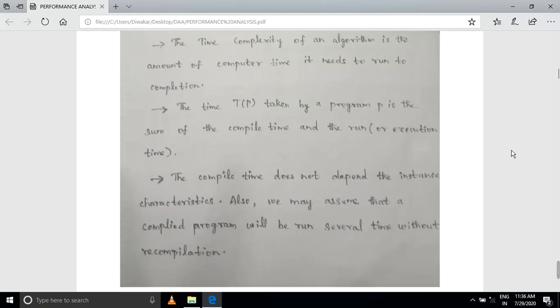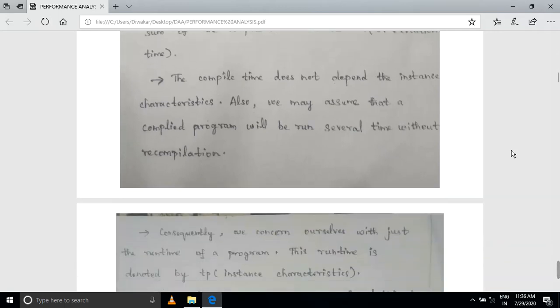Next point, compile time. Compile time does not depend on the instance characteristics. Also, we may assume that a compiled program will be run several times without recompilation. Consequently, we concern ourselves with just the run time of a program. This run time is denoted by Tp, and you declare it for particular instance characteristics. Instance means a particular method.